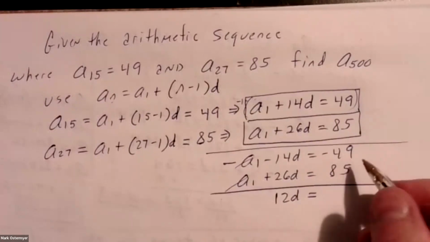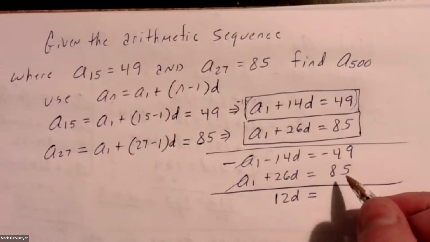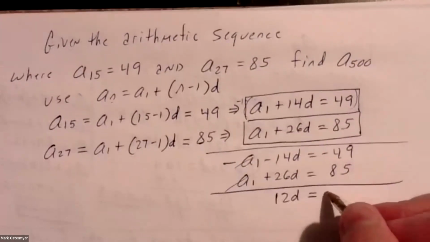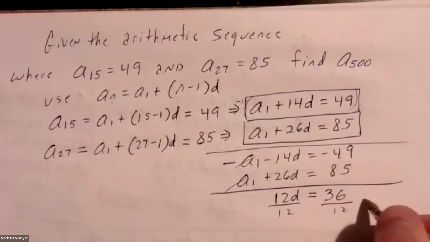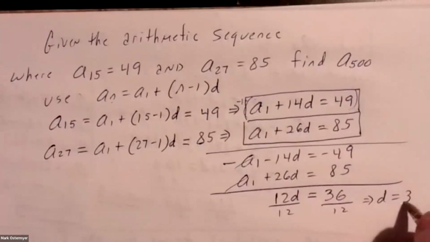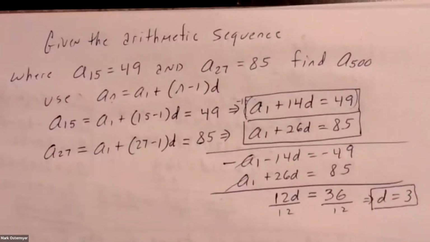And the right-hand side adds up to what? Is that 36, I believe? Divide by 12, and we get d is equal to 3. So now we know our common difference is 3.